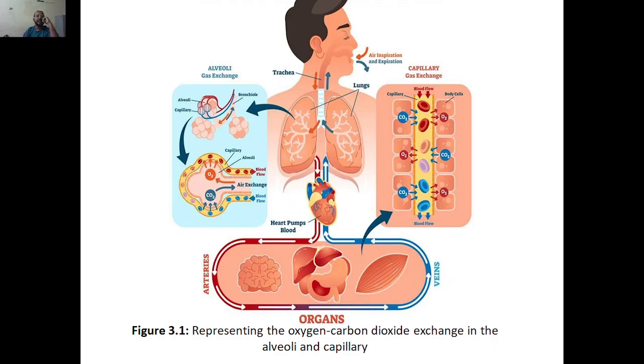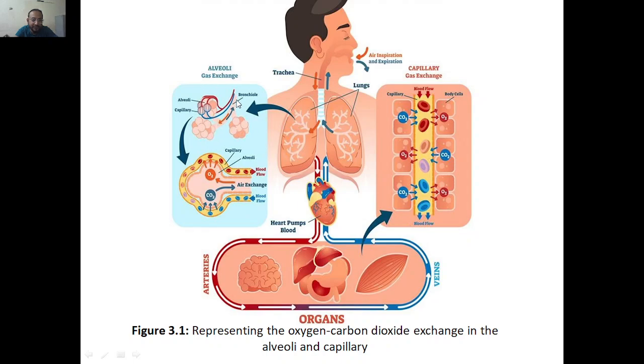So this is exactly how it looks. This is nothing but alveoli. Here we breathe, air inspiration, and air will go like this to the alveoli. This is the bronchi and then alveoli. So when it goes here, these are the things that happen.